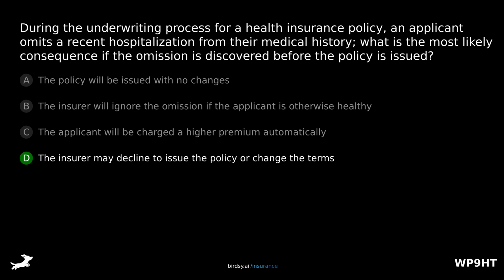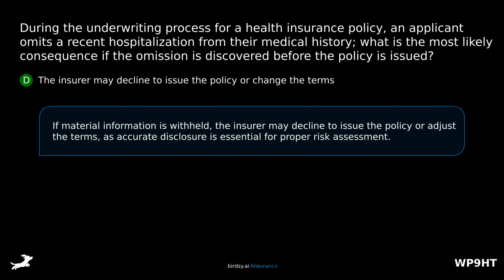The correct answer is D, the insurer may decline to issue the policy or change the terms. If material information is withheld, the insurer may decline to issue the policy or adjust the terms, as accurate disclosure is essential for proper risk assessment.